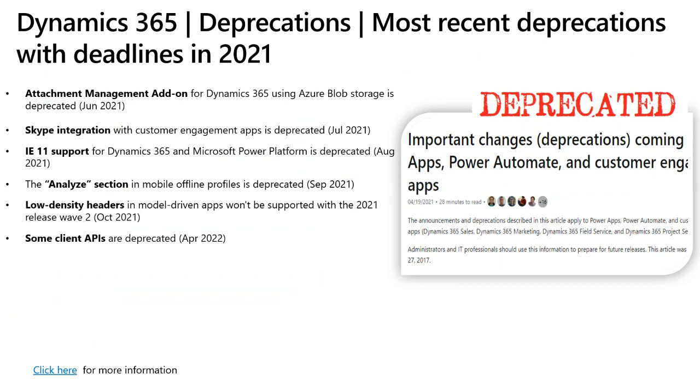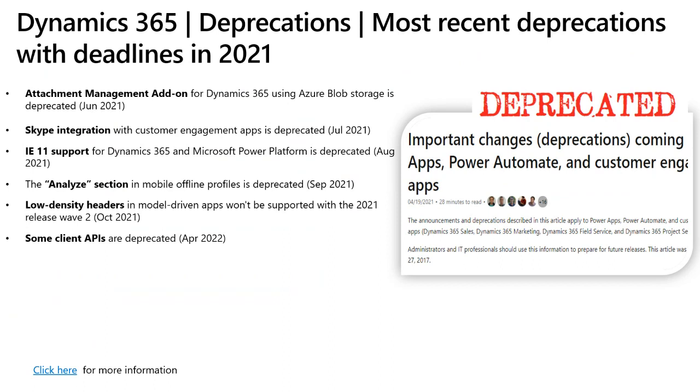The first one is the attachment management add-on for Dynamics 365, which is deprecated here in June. If you're using that, there is an ability to opt in to move the files that are currently managed by that add-on to the more out-of-the-box storage. There's information there on how to do that if you're using the attachment management add-on.